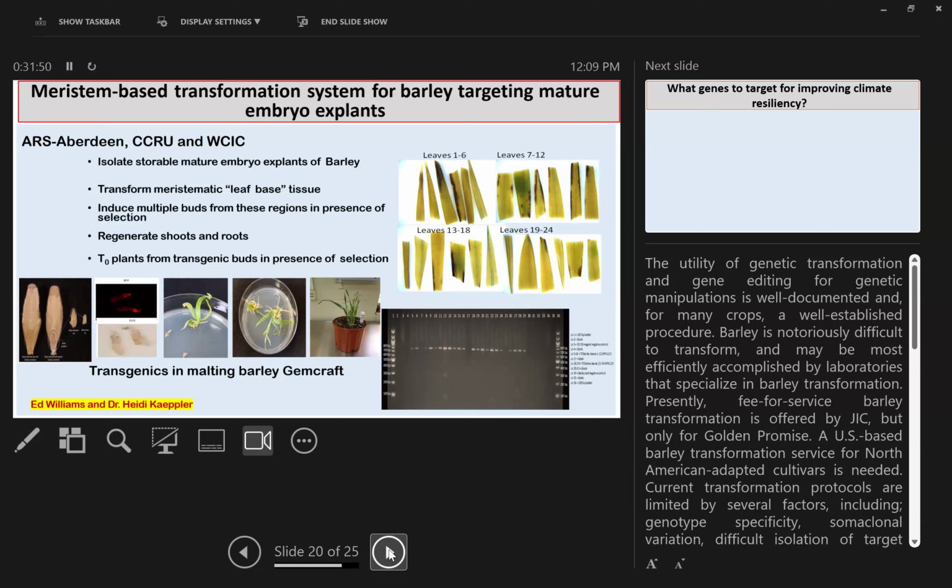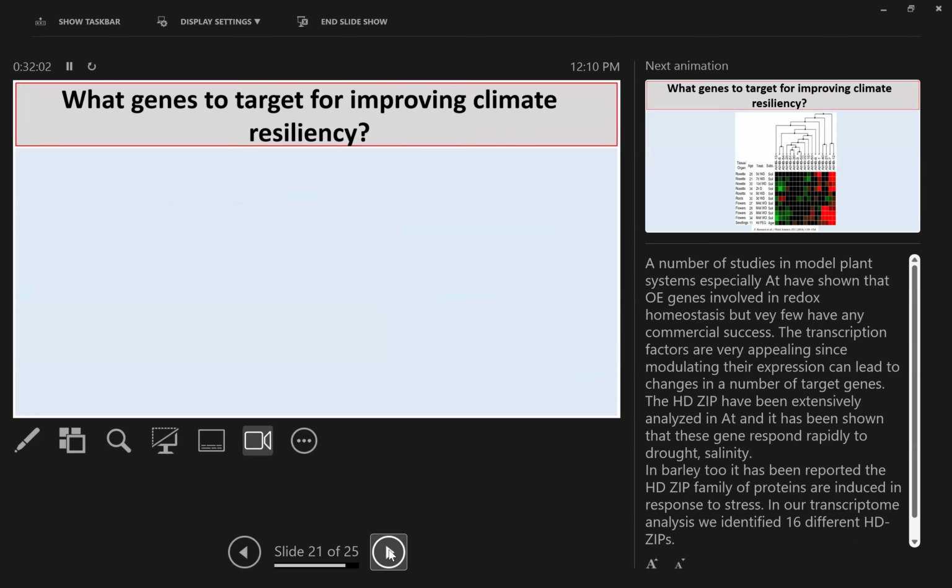So this is great. We have a transformation system which seems to be working well, at least in principle. Now we need to select some target candidate genes to go after. What genes do you want to target for improving climate resiliency? This is not an easy question to answer.